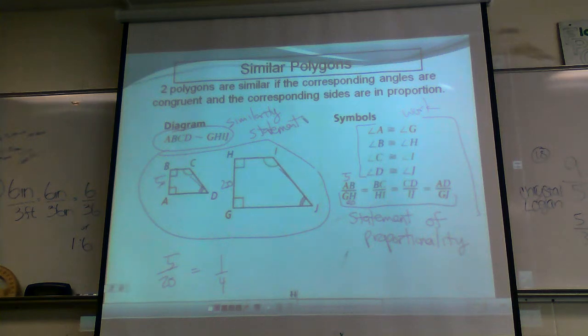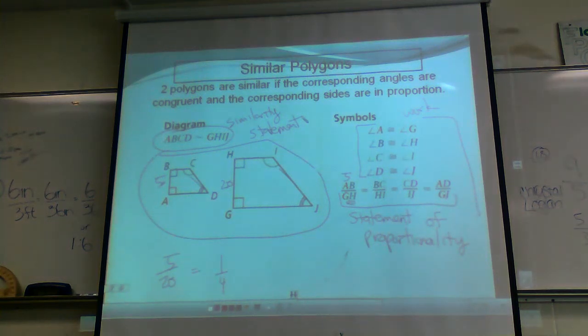It's almost the exact same thing as when we did the congruency statement. In this case, it's a different symbol between them, but the order of the letters still matters. I still want the corresponding angles to be the same, and I still want them to match up. The only difference is now I'm talking about things being in proportion as opposed to equal.